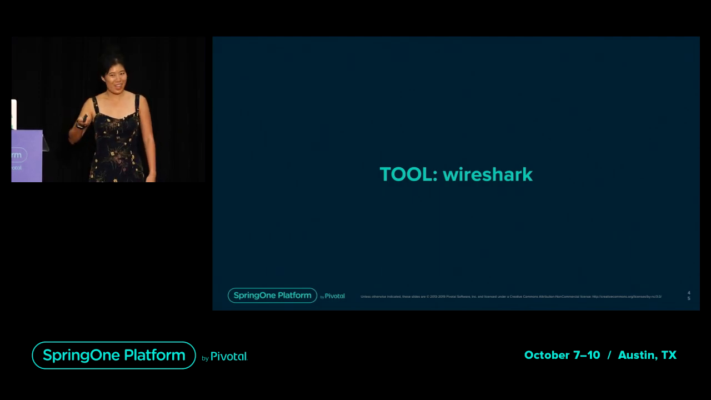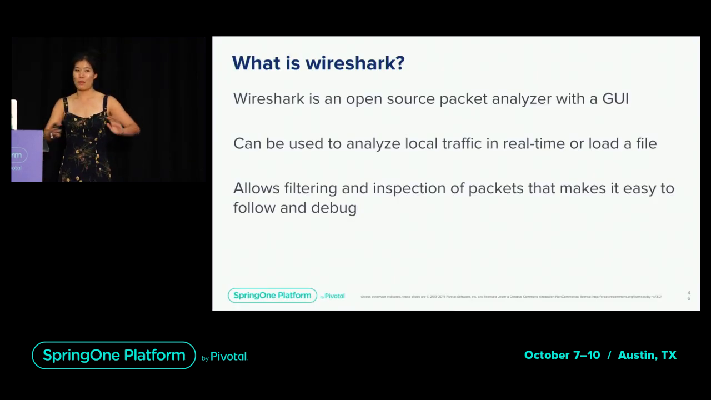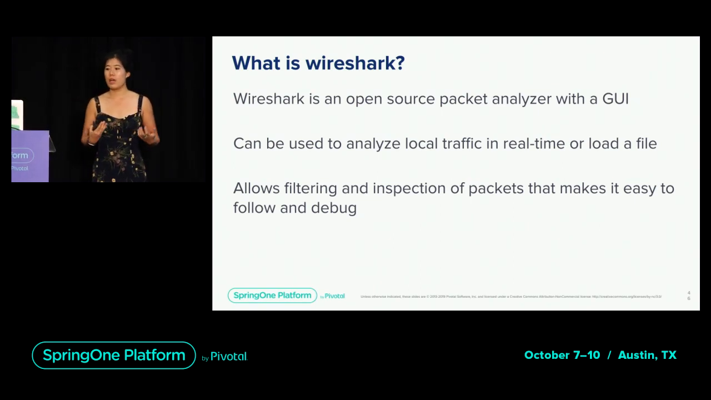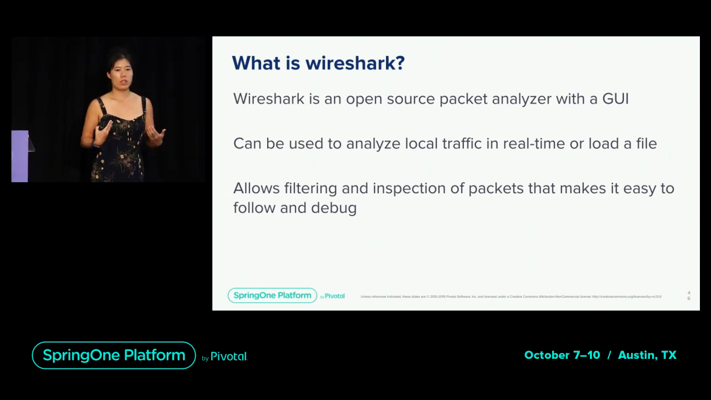So what exactly is Wireshark, right? Wireshark is an open source packet analyzer with a GUI. So it works really nicely hand in hand with tcpdump. You can actually use Wireshark to analyze local traffic in real time, but more often than not, what you'll want to do is capture the traffic to a file and then upload it to Wireshark so you have those contents to always be analyzing later if you think that there might be valuable information you missed earlier. Additionally, with Wireshark, you can filter and inspect packets, making it easy to follow along and debug.